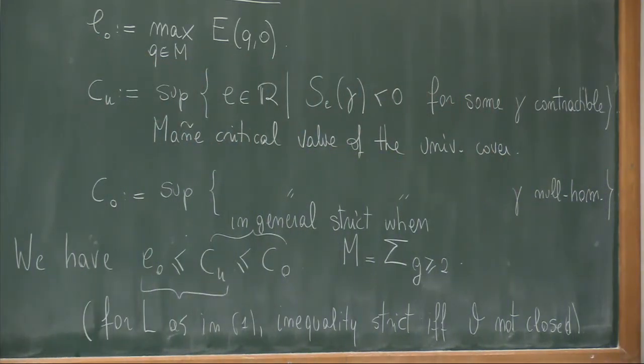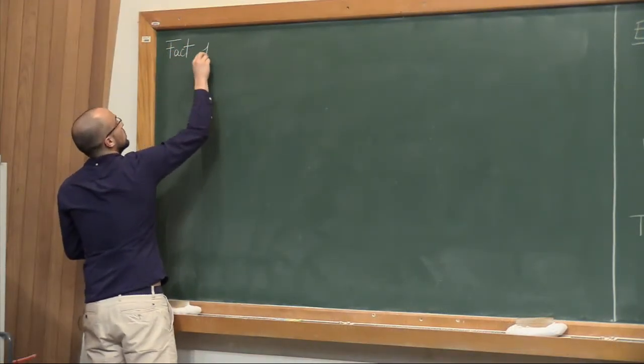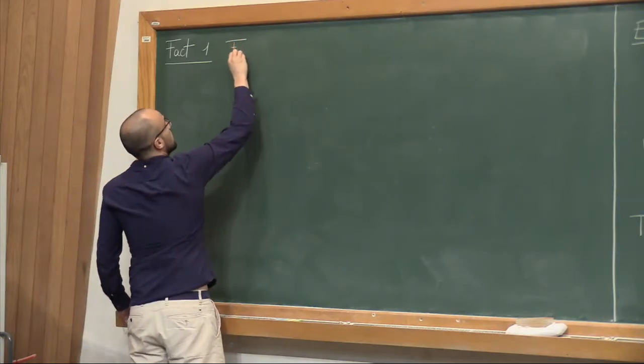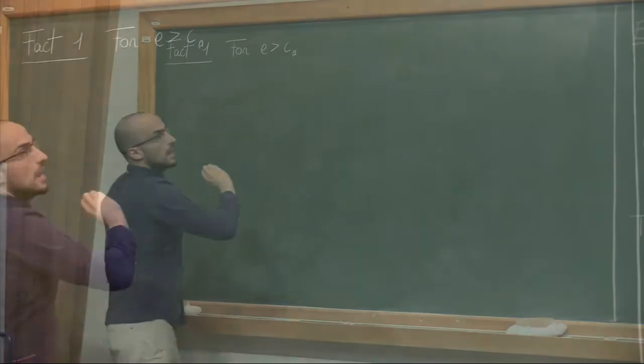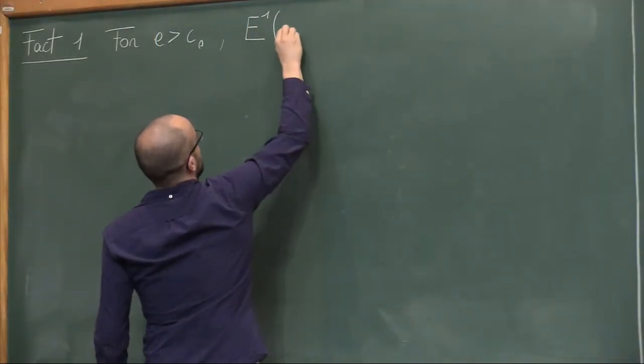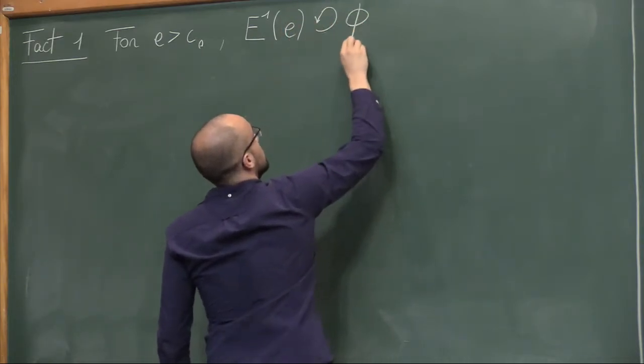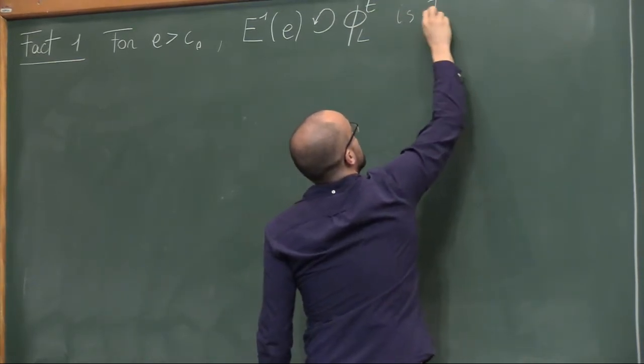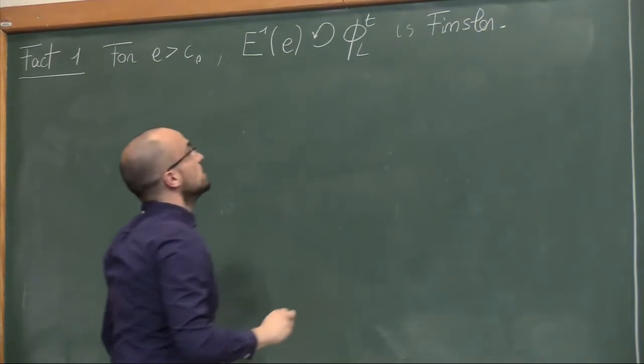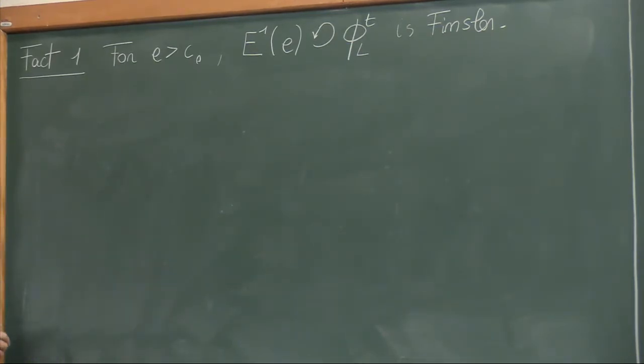Now a couple of facts which have already been mentioned throughout this conference. It is known that such Euler-Lagrange flows are well understood when the energy is above the Mañé critical value C0. Let me remind you of this fact, since I will need it later on, so let me write it. For E greater than C0, the Euler-Lagrange flow restricted to the energy level set E is Finsler. So this is a class of well understood Finsler flows.